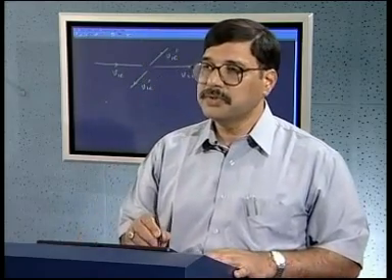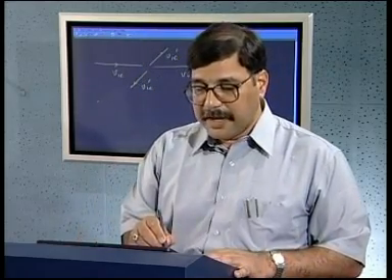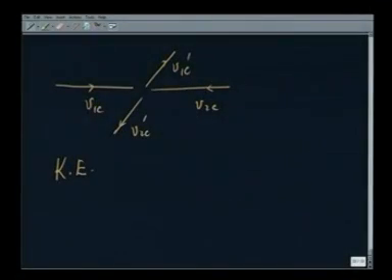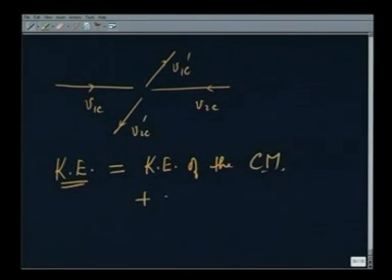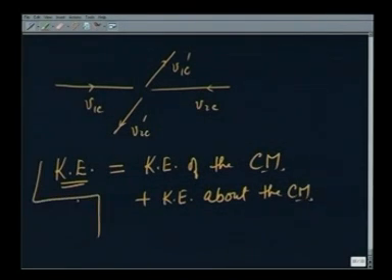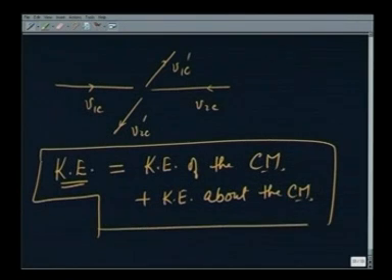For that, I am going to use a result for the kinetic energy of these particles, and I am going to show that the kinetic energy of a system of particles is equal to the kinetic energy of the center of mass plus the kinetic energy about the center of mass. We are going to use this result here to see how much is the maximum energy loss that can take place during an inelastic collision, but this result by itself is of great importance and we will use it quite a lot later when we describe rotational motion of extended bodies.